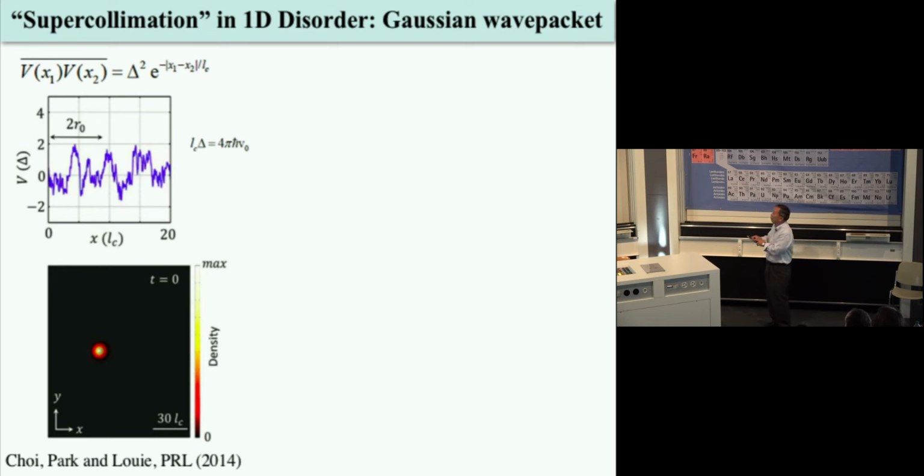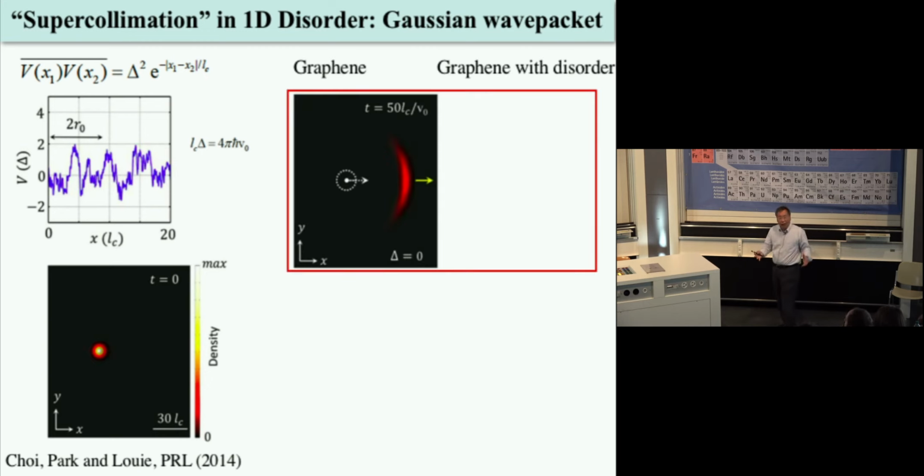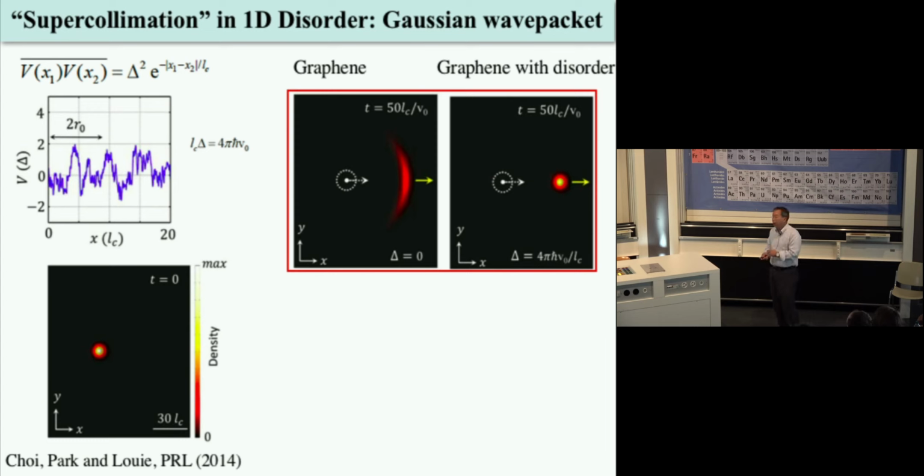So here's a realization of a Gaussian random fluctuating potential. Suppose now I have a Gaussian wave packet in pristine graphene, and I want to propagate it. Now, if there's no disorder potential, then the wave packet would spread, and say, if I start in the x direction, it would just move like that as a function of time. But in the presence of this 1D potential along the x direction, what one finds is that the wave packet remains Gaussian, unspread, and moves along the x direction.